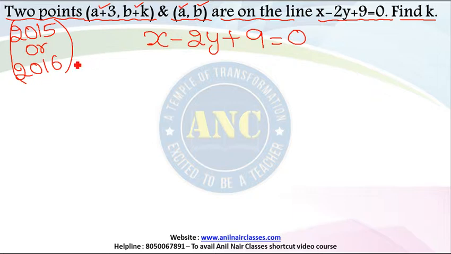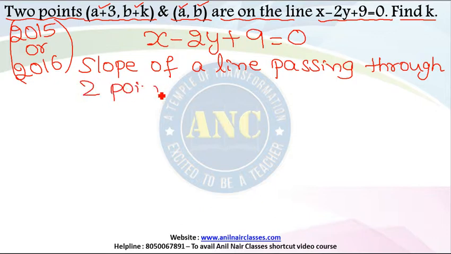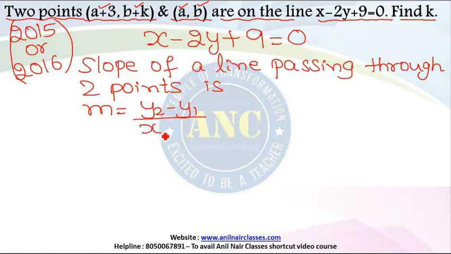Now we know this particular logic. What is the slope of a line passing through 2 points? We understood it some time before also. The slope m is given by y2 minus y1 divided by x2 minus x1, right? y2 minus y1 divided by x2 minus x1.